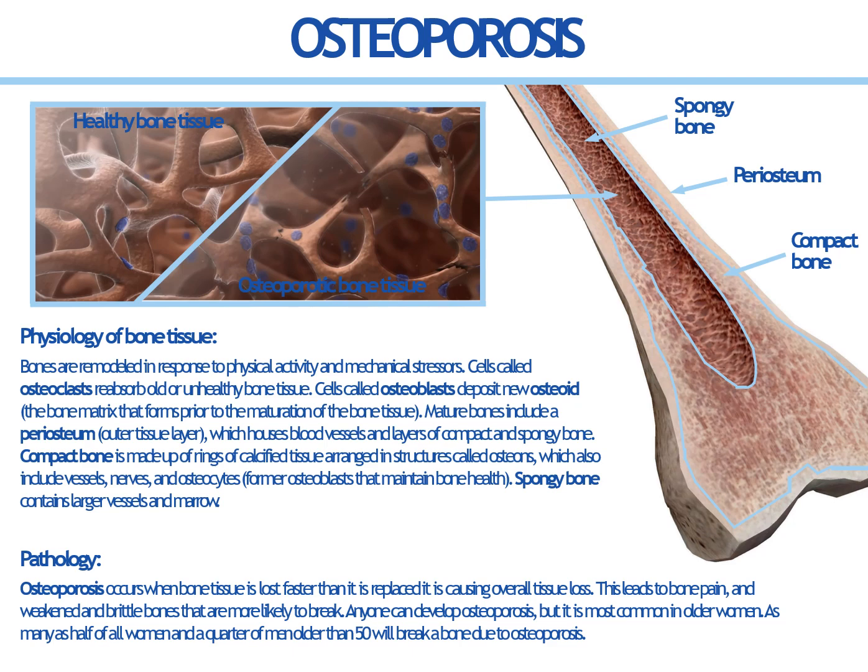In terms of the pathology, osteoporosis occurs when bone tissue is lost faster than it is replaced. It is causing overall tissue loss. This leads to bone pain and weakened and brittle bones that are more likely to break. Anyone can develop osteoporosis, but it is most common in older women. As many as half of all women and a quarter of men older than 50 will break a bone due to osteoporosis.